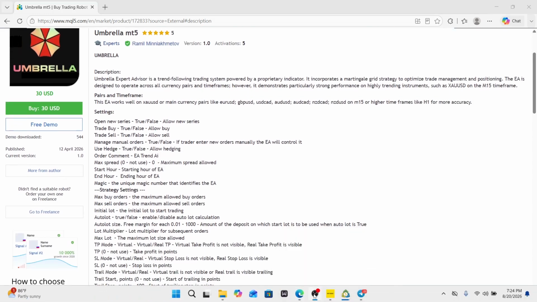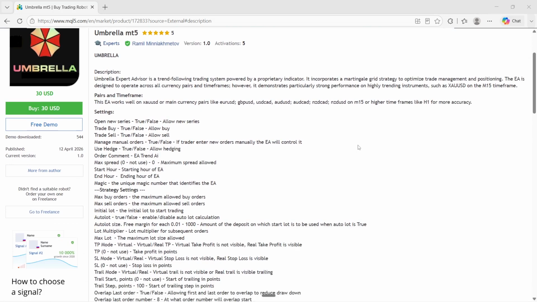Alright, so that's basically what we have. Overall, the Umbrella EA is a trend following system with a proprietary indicator and martingale grid money management. It offers flexibility across pairs and timeframes, but the recovery method is the primary risk driver. Thorough demo testing with conservative parameters and realistic expectations are essential. Always trade with money you can afford to lose.